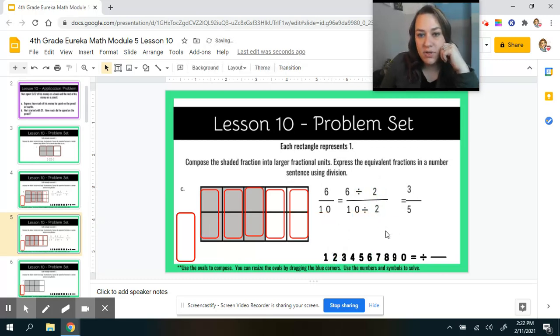Does that make my statement true? 6/10 is equal to 3/5. 6 divided by 2, is that 3? 2, 4, 6. Yep. 10 divided by 2, if I chop 10 in half, that gives me 5. That is also a true statement. So 6/10 is equivalent to 3/5.